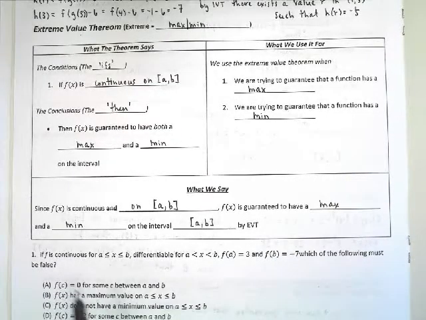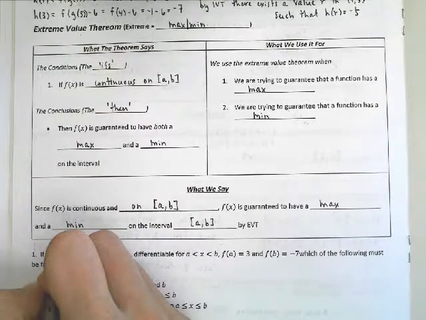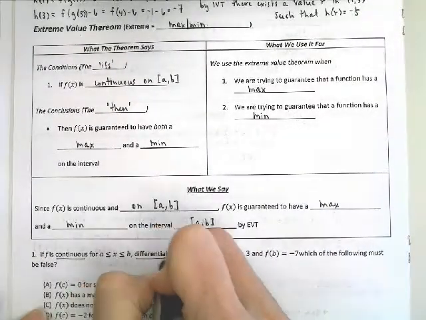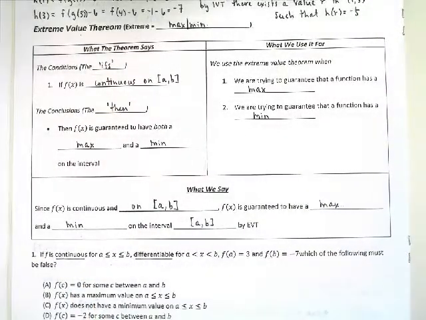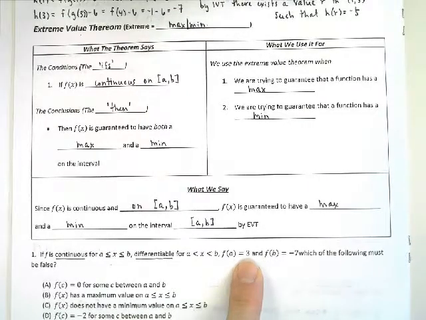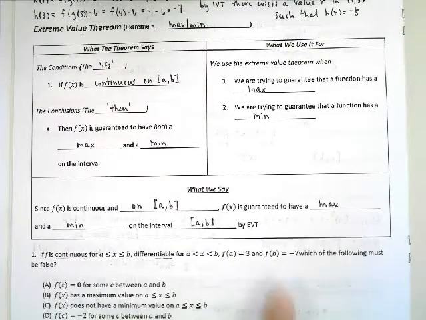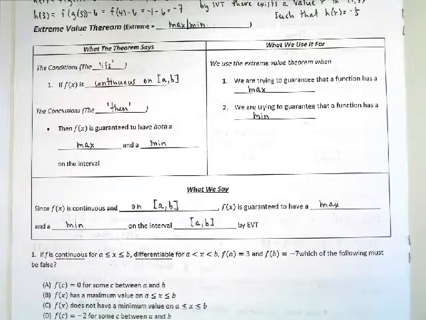Okay, so now here's an example problem. If f is continuous for all x on the closed interval from a to b, it's differentiable on that open interval, I know f of a equals 3 and f of b equals -7. Which of the following must be false? So we have a lot of information here. We know our function is continuous and it's differentiable. I have f of a equals 3, so I know my endpoint values. It's going to ask which must be false.